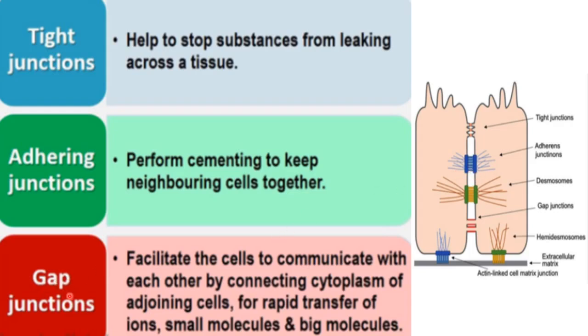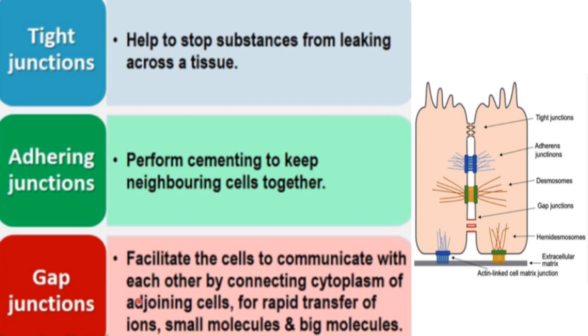After that, the next type of junction is gap junctions. These are gap junctions. You can see here, and the function of these gap junctions is to facilitate the cells to communicate with each other by connecting the cytoplasm of adjoining cells. So these are to connect the cytoplasm of adjoining cells. Okay, in the cytoplasm there will be different substances, like different small molecules, big molecules, and ions. So exchange of all those molecules present in the cytoplasm takes place through gap junctions.